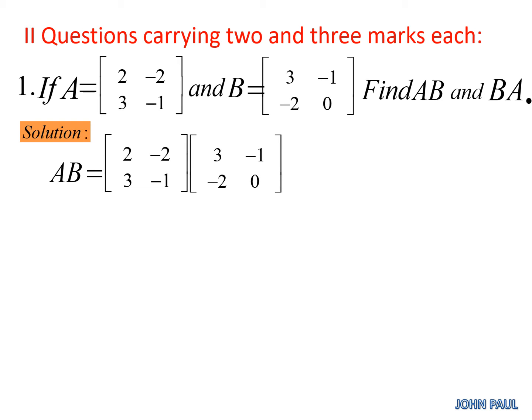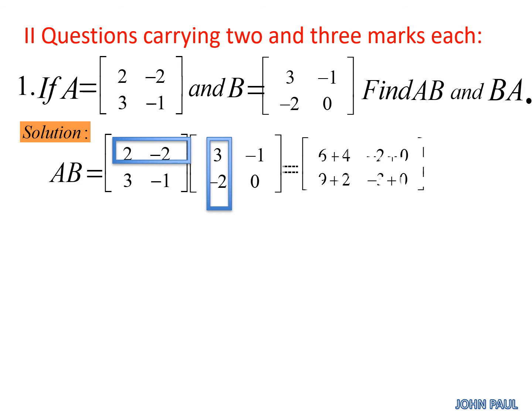given matrix A and B, we'll substitute the matrix. We'll multiply the matrix. We know the matrix multiplication. We'll multiply first row with first column. That is, we'll take 2 multiplied with 3, 2 into 3, 6. Minus 2 into minus 2, 4.